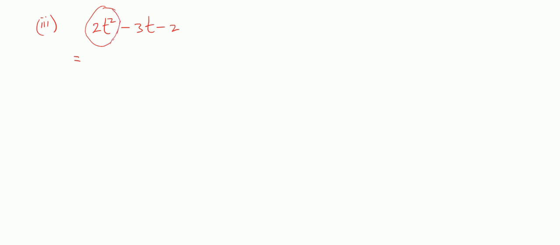So in order to factorize a quadratic, first thing we need to rearrange this, right? So what we are doing is replacing the middle term in the quadratic, which is the minus 3t, with two different terms. So we are looking for two numbers whose sum is equal to minus 3 and whose product is equal to 2 multiplied by minus 2, which will give me minus 4.